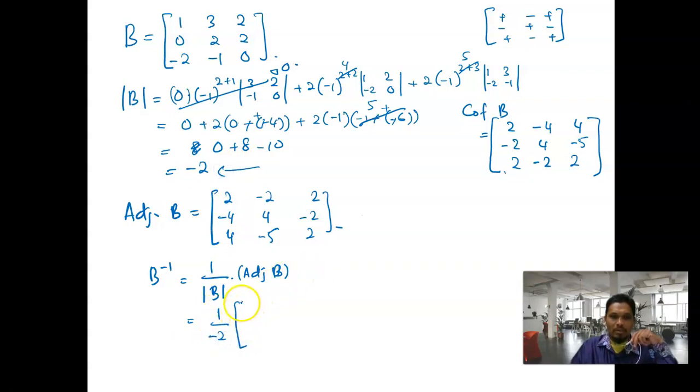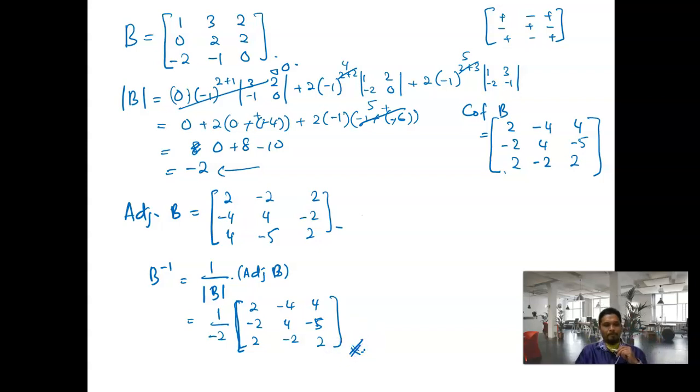Then we got 2, negative 4, and 4; negative 2, 4, and negative 5; 2, negative 2, and 2. There you go. So this is the matrix inverse of B.